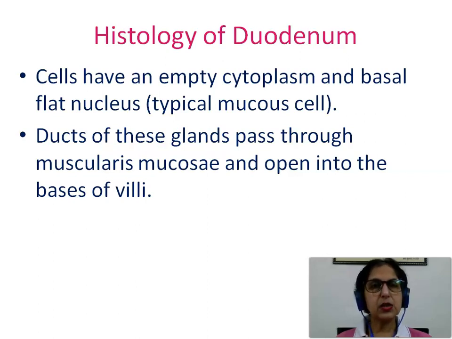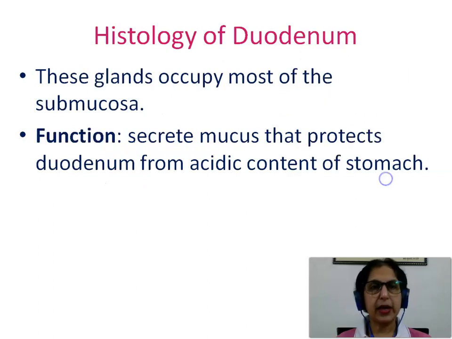Ducts of these glands pass through the muscularis mucosae and open into the bases of the villi. These glands occupy most of the submucosa, and their function is that they secrete mucus that protects the duodenum from the acidic contents of the stomach.